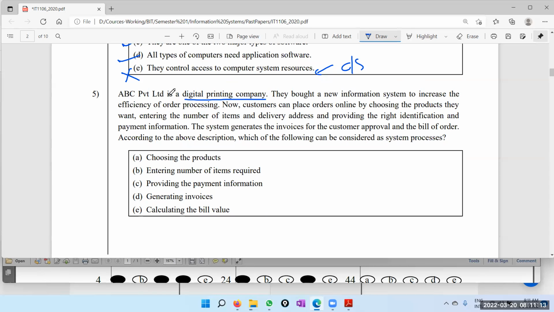ABC Private Limited is a digital printing company. They bought a new information system to increase the efficiency of order processing. And when you are reading this kind of question, the better thing is to first read the answer, then you can read with a purpose.